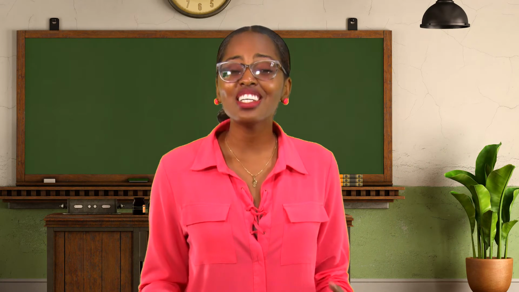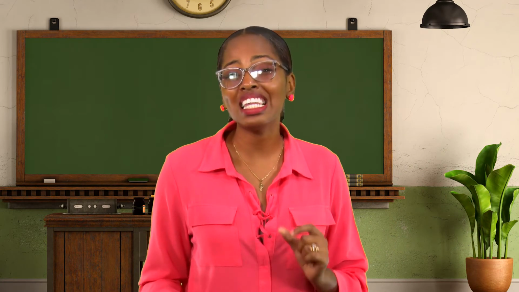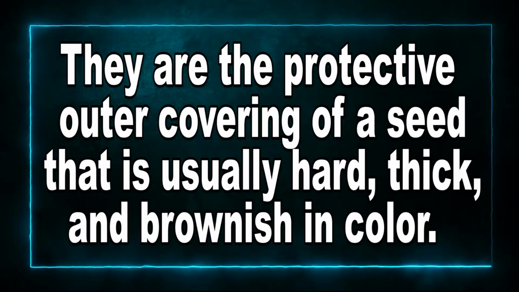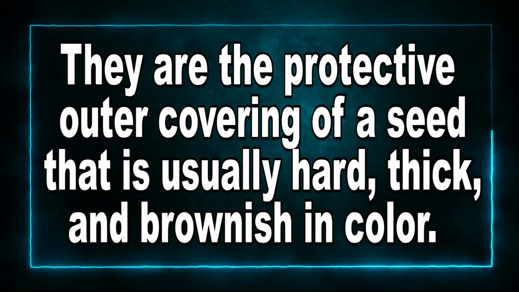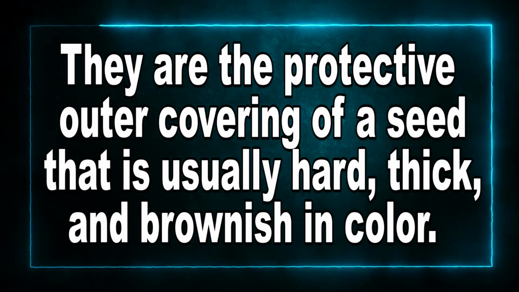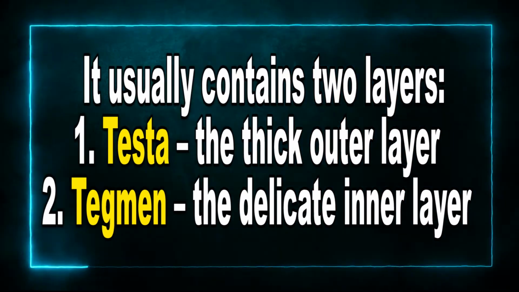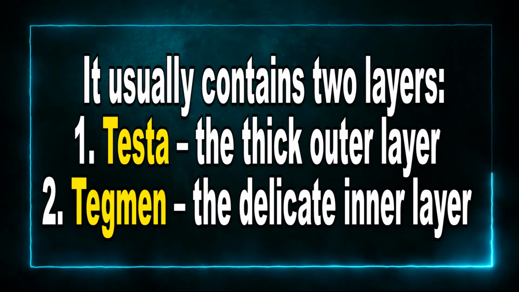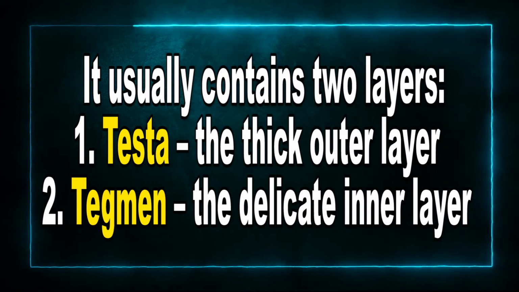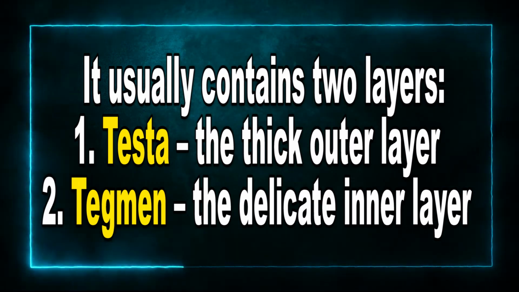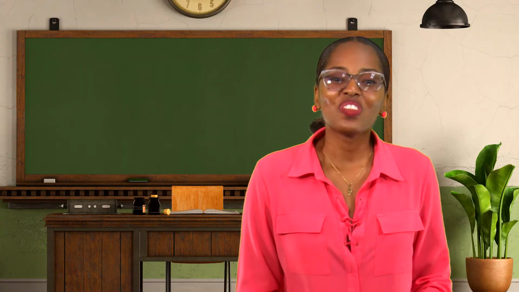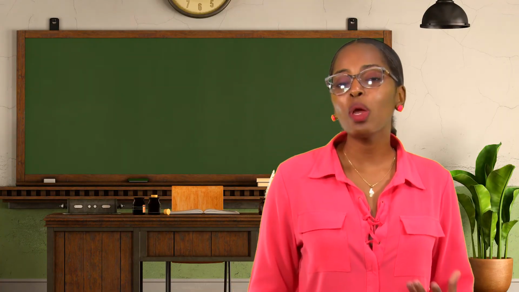Now let's discuss the function of the seed coat in depth. The seed coat is a protective outer covering of the seed that is usually thick, hard, and brownish in color. It also contains 2 layers, the testa, which is a thick outer layer, and the tegmen, which is the delicate inner layer. A seed coat has the following parts.